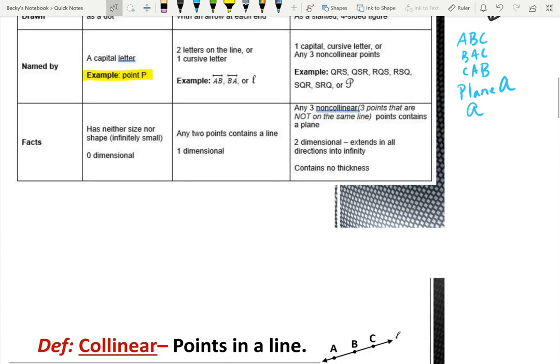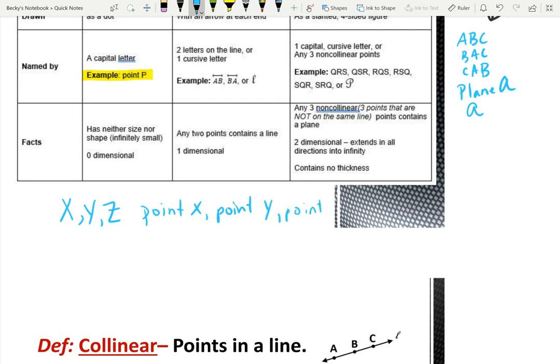So to recap, if you see letters like X, Y, Z with capitals, or with commas in between, that means those are points. That's the same thing as saying point X, point Y, and point capital Z. Now, whenever you get to a line, I could do XY with a line on top. Technically, you could write line XY.